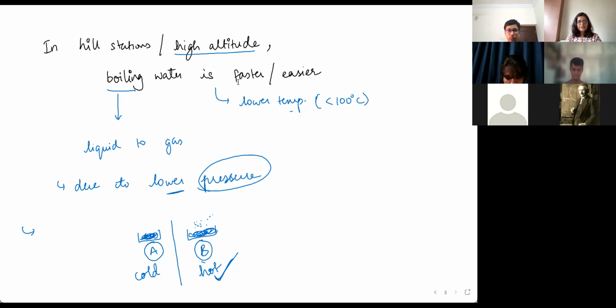Okay, effect of change of pressure is done. Now coming to evaporation. Evaporation is pretty simple. I think you guys know most of the concepts related to evaporation. So you tell me what you know about evaporation and then I'll fill in the blanks. So what is evaporation?